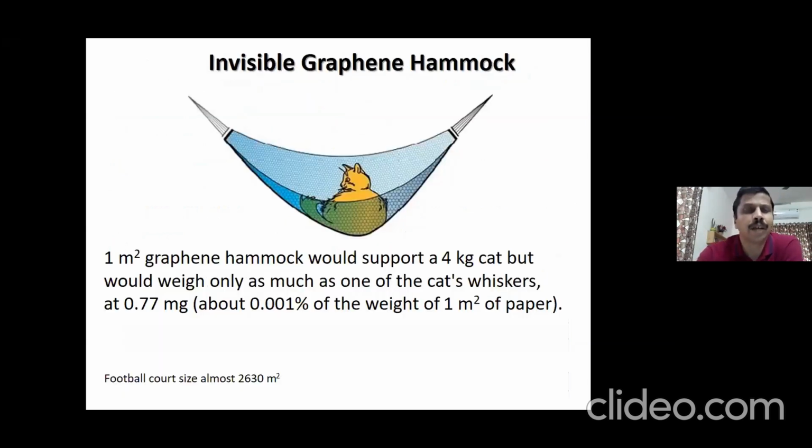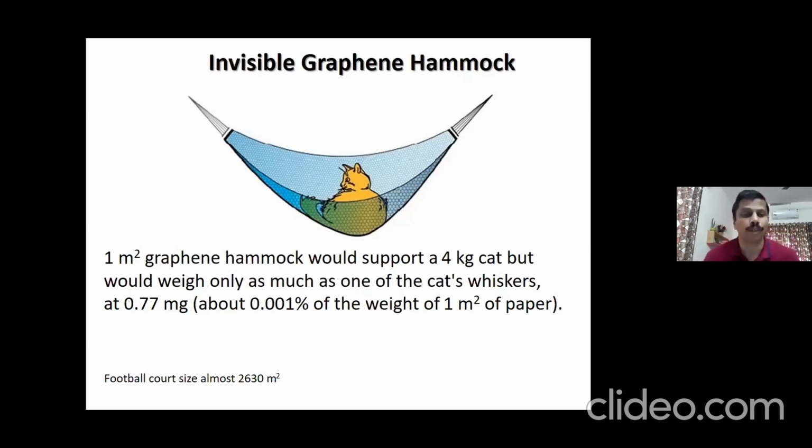This cartoon shows a hammock, right? It's a 1 meter square graphene hammock that can support a 4 kilogram cat, right? And it has a very negligible weight, equivalent to the weight of a whisker of the cat, around 0.77 milligram, right? But still it will be almost transparent. So if we can make a 1 meter square graphene hammock, it can support a 4 kilogram cat, but at the same time, we cannot see it.